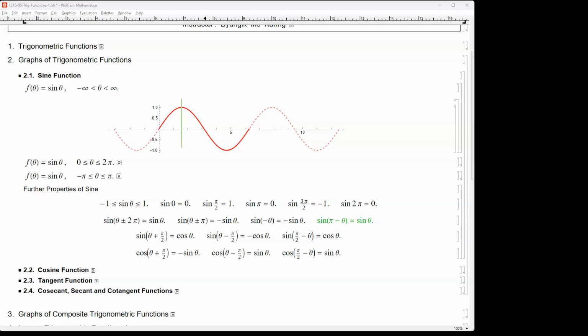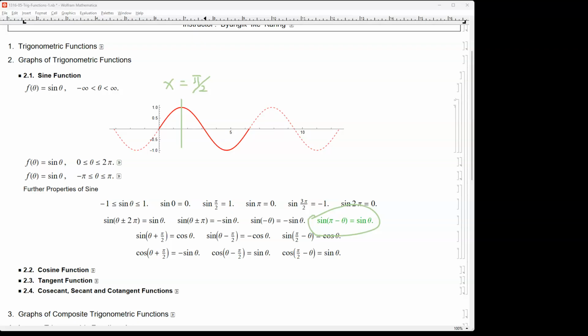Vertical line, and this is the vertical line x equals pi over 2. And then we have a symmetry with respect to this line. And what does it have to do with this?